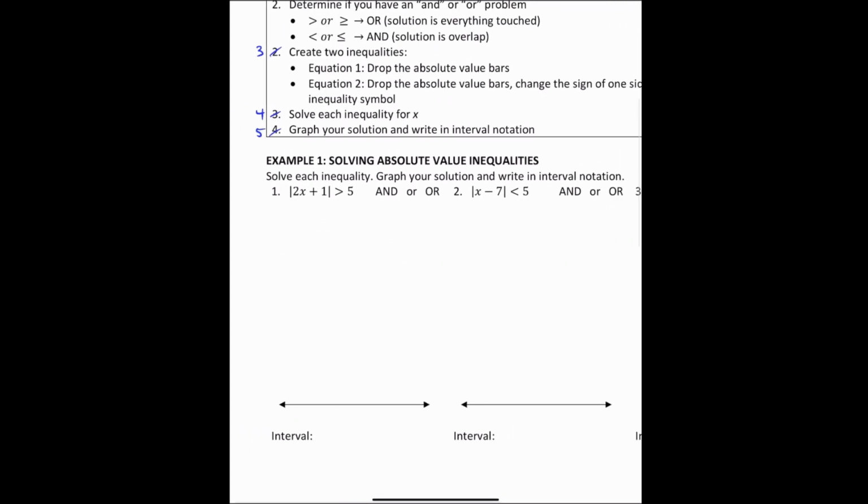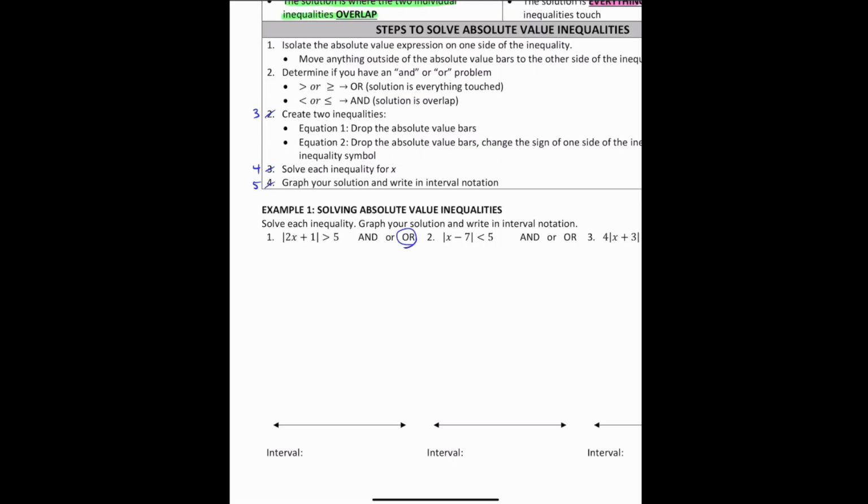So number 1, we have the absolute value of 2x plus 1 greater than 5. So since we have a greater than symbol, it's an "or" problem, right? We have to think "greater." So looking at number 1, the absolute value expression is on its own, so I don't need to move anything else. So let's go ahead and create our two inequalities.